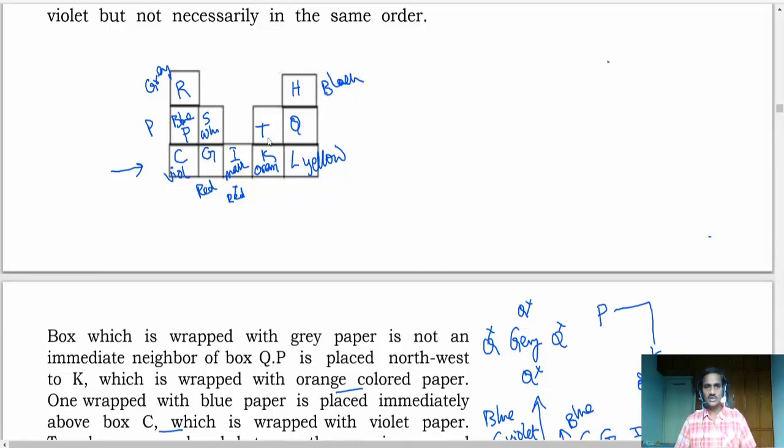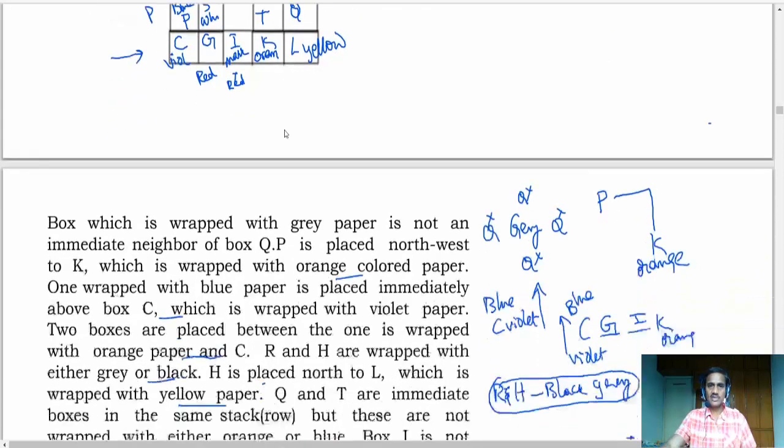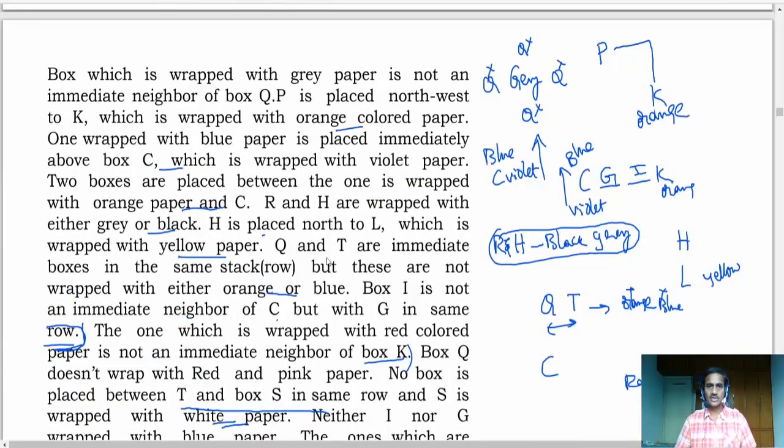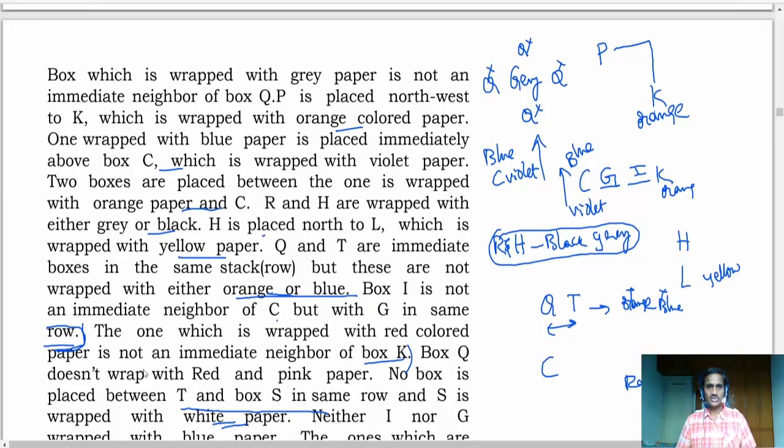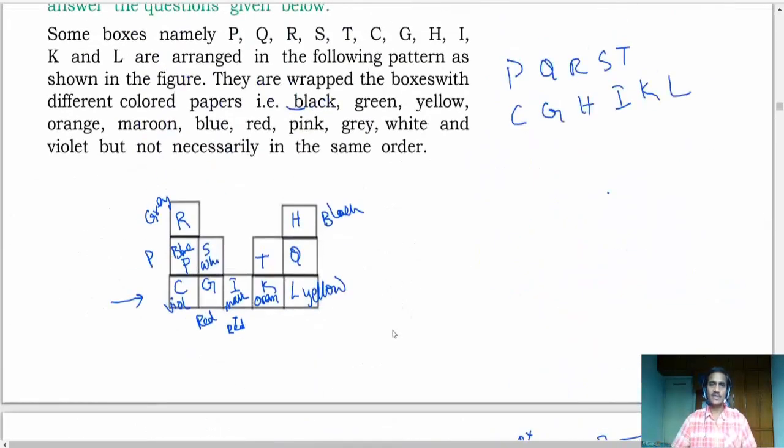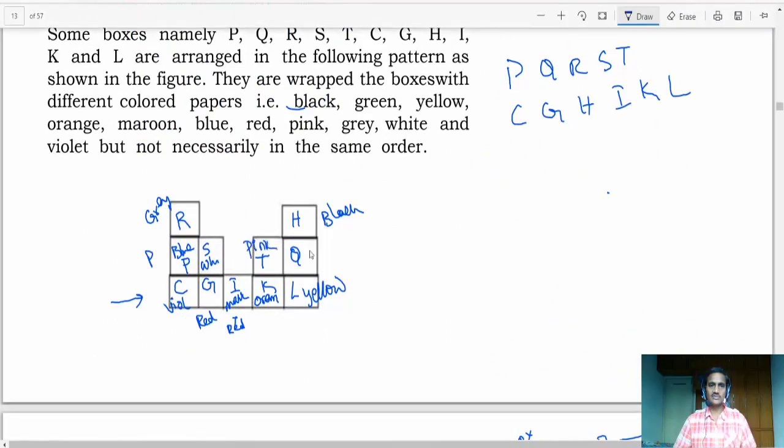Now in this T and Q, T is not pink color, see. T and Q are immediate neighbors, but these are not wrapped with orange or blue color. And box Q is not wrapped with red and pink color. Q is not pink color. As Q is not pink color, T is pink color. If T is pink color, the leftover color is green, so Q is green color.